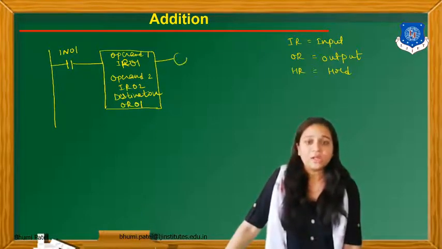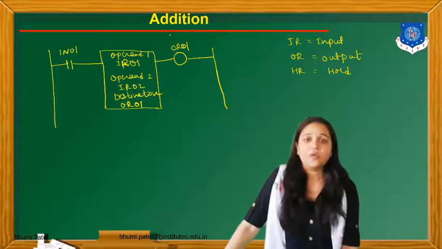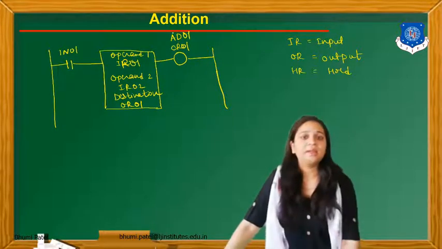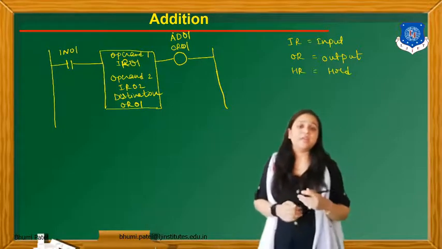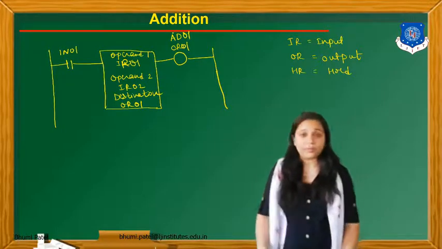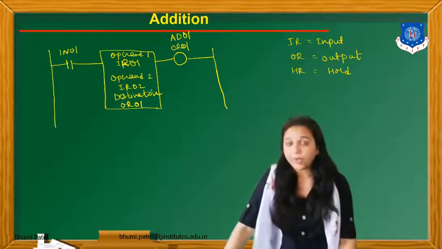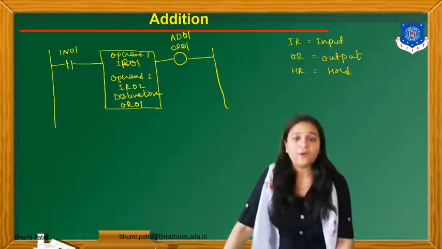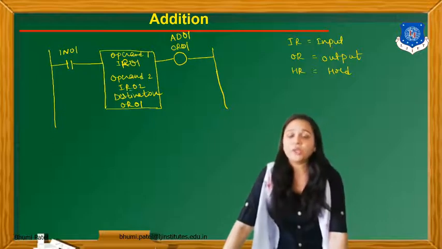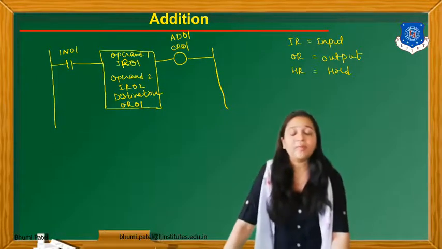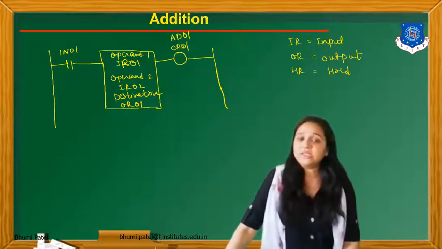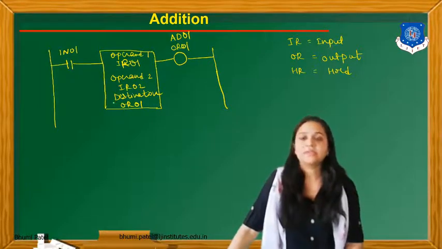Now what is the command for addition? We can simply write the output name CR01 and our command is AD01. AD is known as the command for addition in PLC programming. So this is the logic diagram for the addition of two numbers. Operand 1 and operand 2 will be added, and the addition will be saved in this particular destination address.